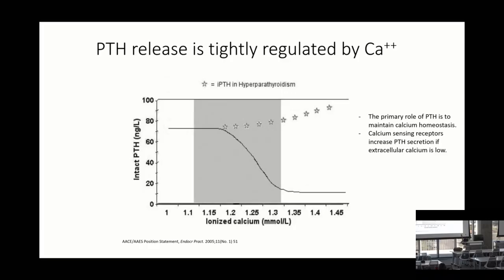So the point is, the primary role of PTH is to maintain calcium homeostasis. And the parathyroid gland has calcium sensing receptors, and those sense the calcium levels and then adjust the release of parathyroid hormone accordingly.